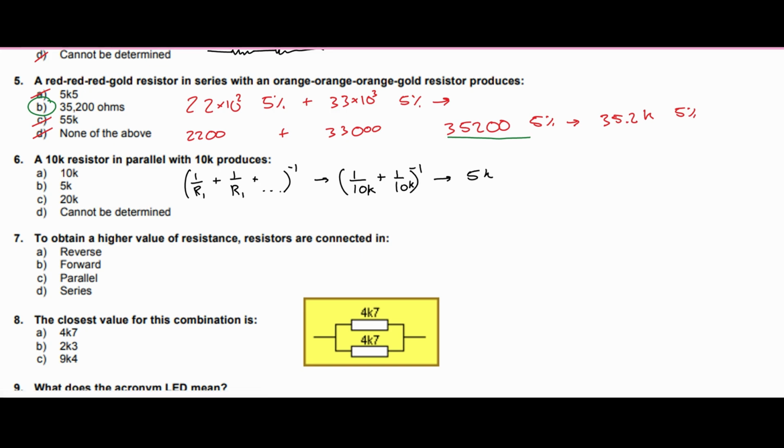A trick for this is that if we have two resistors and they are both of the same resistance, when we have them in parallel, so 10K is in parallel with our 10K, if we come out the other side, it's just going to be half the resistance. That's going to give us the 5K. And so our answer is going to be B for number 6.